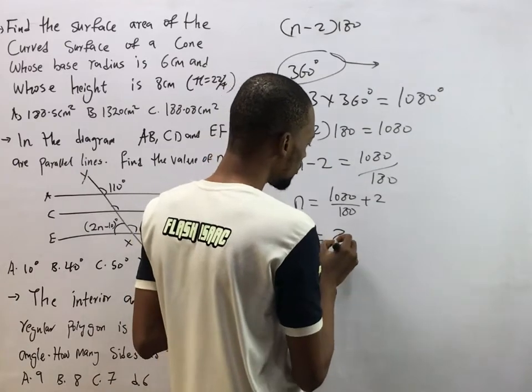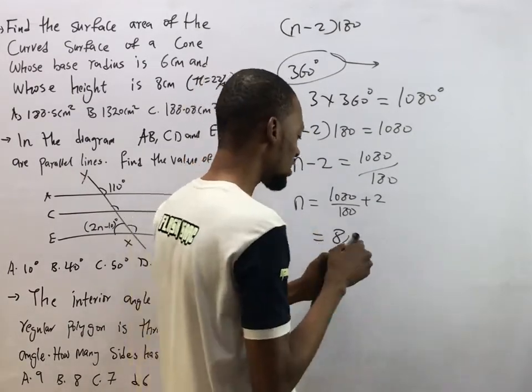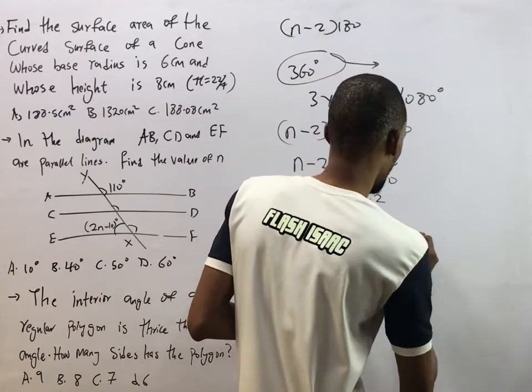So this will simply give you 8. So this polygon has 8 sides. That should be an octagon.